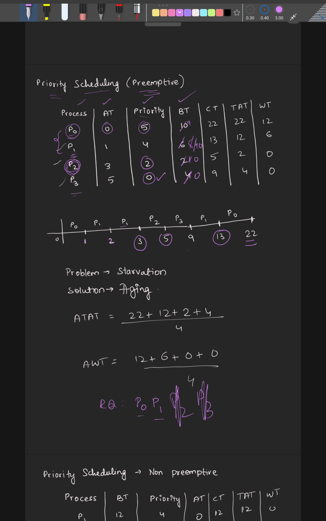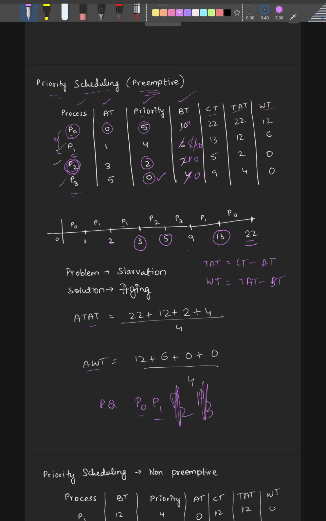Using this, we can find out the completion time, turnaround time, wait time, and also the average turnaround time and average wait time. I'll write down the formulas. Turnaround time is completion time minus arrival time, and wait time is turnaround time minus the burst time.